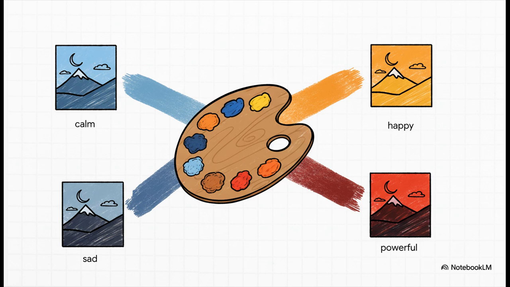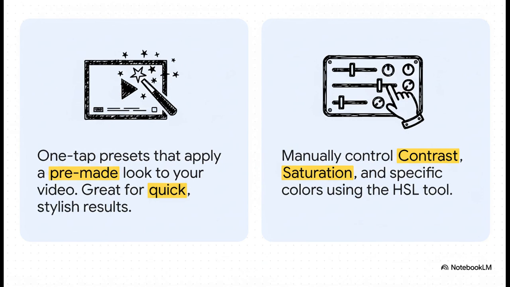Okay, listen up. Never, ever underestimate the power of color. Color grading is one of the most effective ways to set the entire mood and tone of your video. VN basically gives you two paths to go down here. You've got filters, which is the easy way, just one tap for a quick, stylish look. Or you can go the pro way and dive into the adjust panel. In there, you can fine-tune everything yourself, from contrast and saturation to the specific hue of the reds or blues in your shot. It's total control.